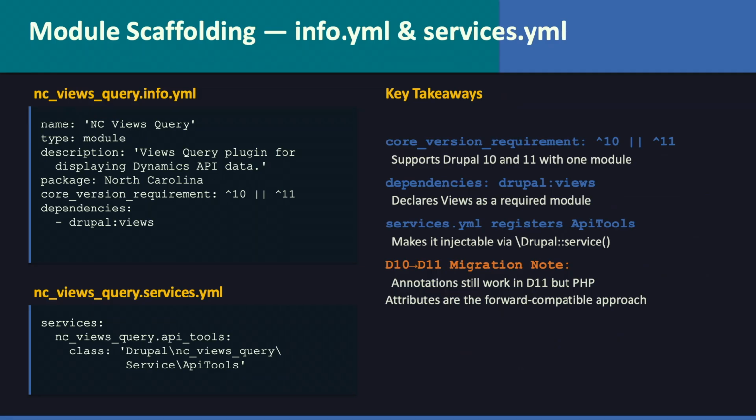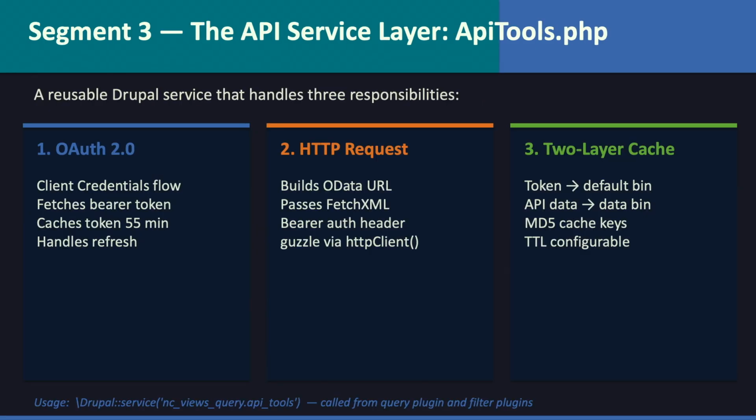So the module scaffolding starts out with the info file, where you basically just have the name of the module, a description, a package name, the core requirements, and then in this case, the dependencies that we wanted to make sure was Drupal Views. And then also had a services YAML file, which basically defines the service that I created. It gave it a service name and then links it to the class, which is called API Tools. So that service would be available to inject.